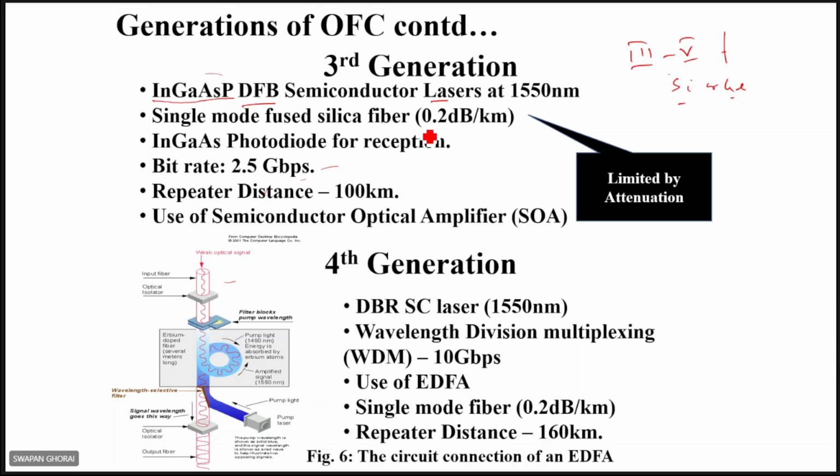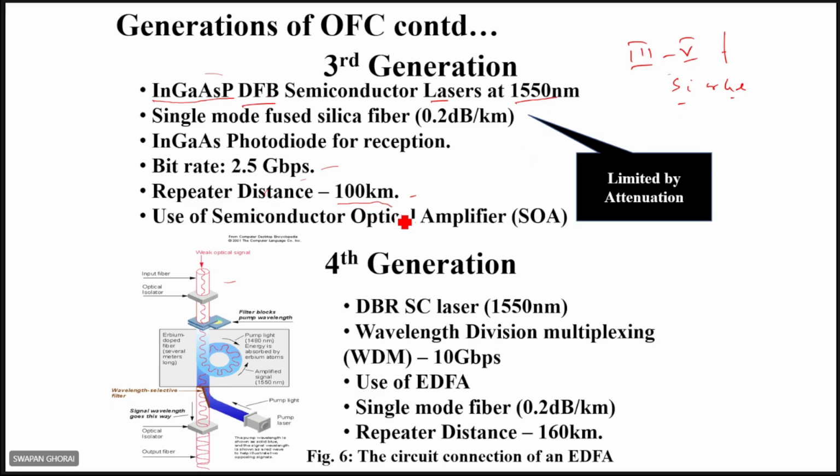And you see it is still low loss, a very low loss system, 0.2 dB per kilometer. That's why repeater spacing is quite large, 100 to 200 kilometers in the third generation, at 1550 nanometers. At 1550 nanometers, interestingly, both attenuation and dispersion are at a minimum. Here also photodiodes have been used, made of III-V compound semiconductors.